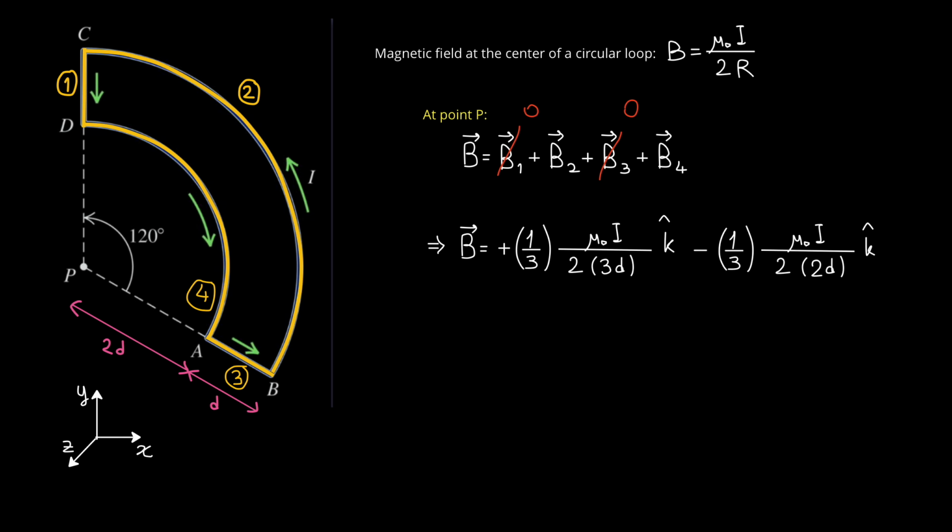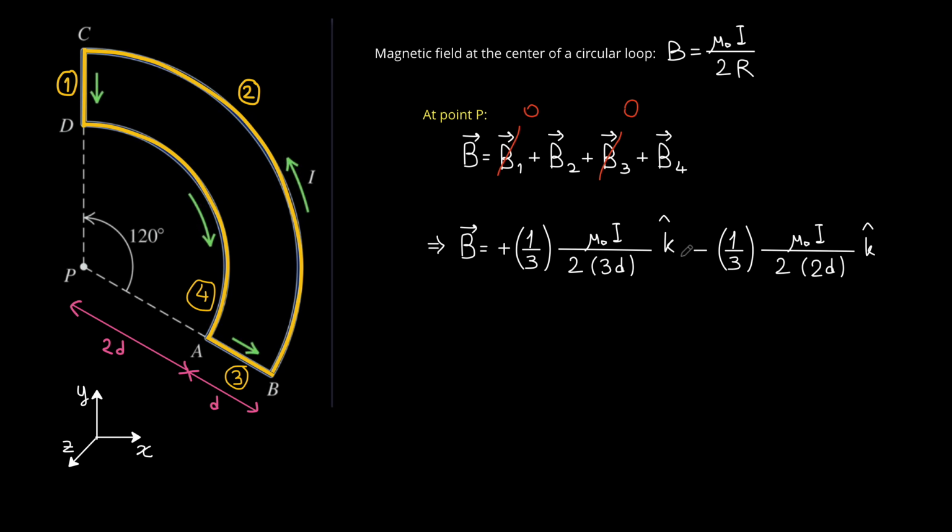Here I have applied the formula to each segment. Again, I'm multiplying by 1/3 because each segment is 1/3 of a full circle. For segment 2, the current is I and the radius is 3 times d, so this is 3 times d all the way from point P to point B. That's why I have 3 times d right here. And that's the positive z direction, so I have plus the magnitude times k hat.